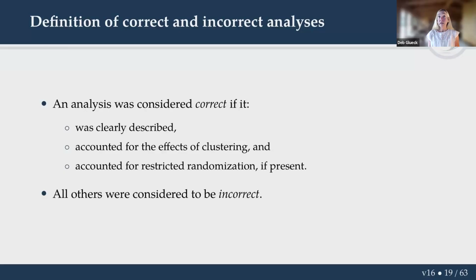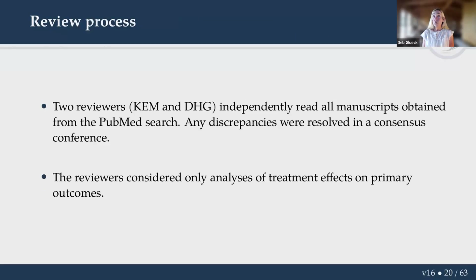We considered an analysis to be correct if it was clearly described, accounted for the effects of clustering, and accounted for the restricted randomization if present. All others were considered to be incorrect. Two reviewers, Keith E. Muller, my co-author, and DHG, that's me, independently read all manuscripts obtained from our PubMed search. If we had a discrepancy about our belief about whether the power or data analysis was correct or not, we resolved it in an amicable consensus conference. We only looked at analyses of treatment effects on the primary outcome or outcomes and did not review analyses of secondary outcomes.